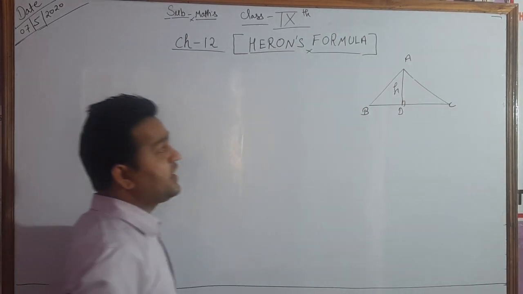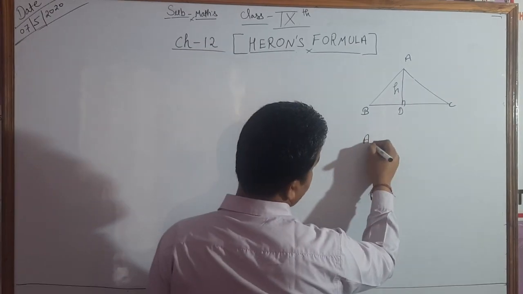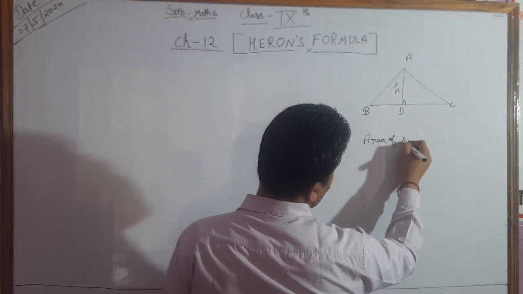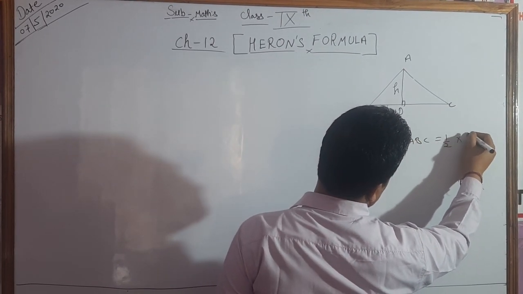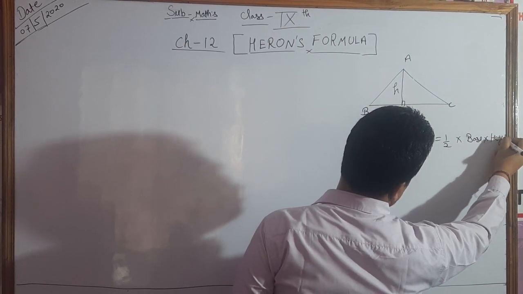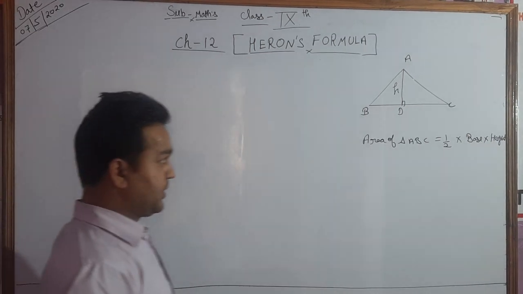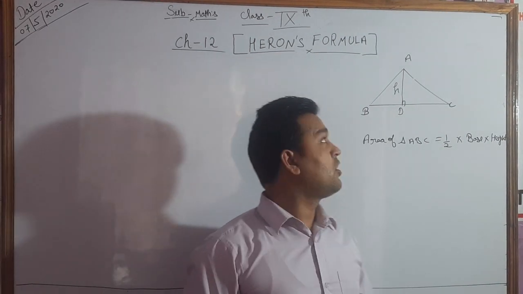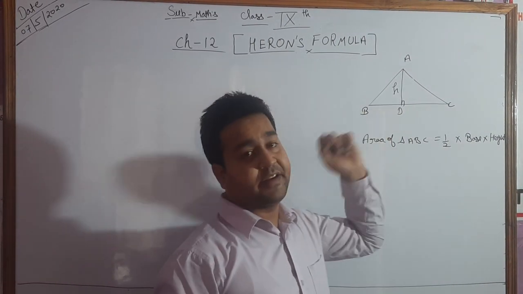So what is the area of a triangle ABC? So you know that area of triangle ABC is equal to half into base into height. All of you know this thing, na? But sometimes the condition becomes like that, you are not able to find the area because of the absence of this height.